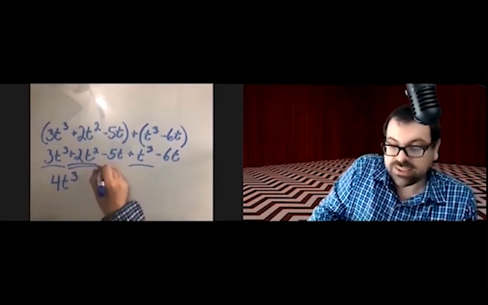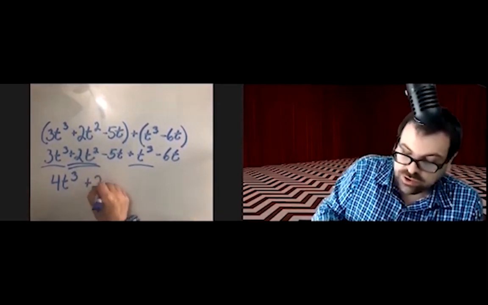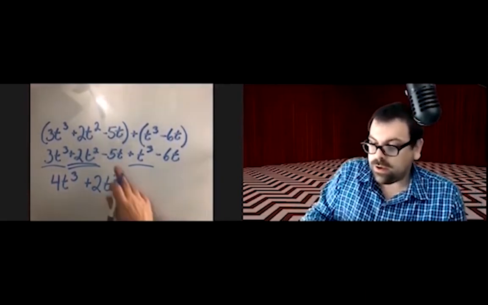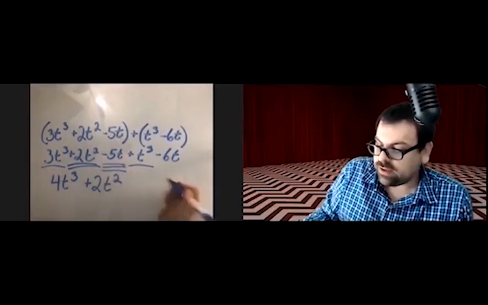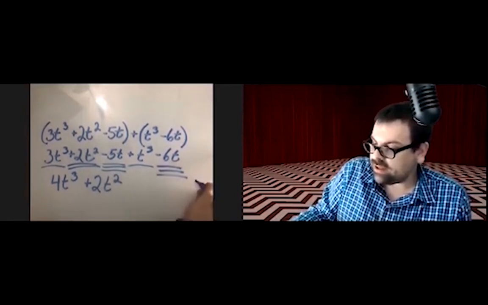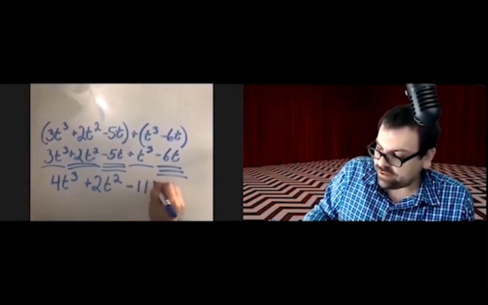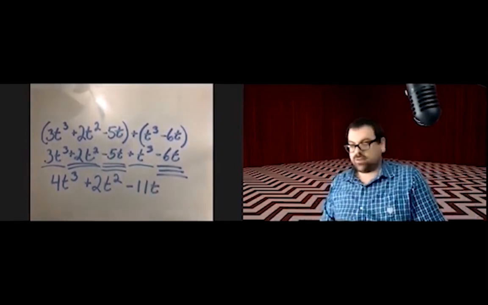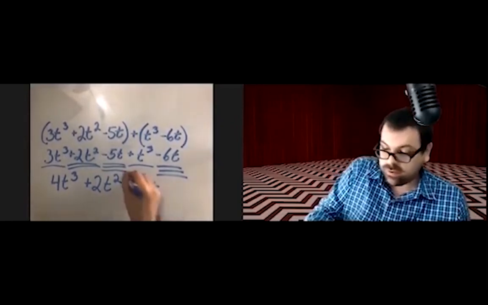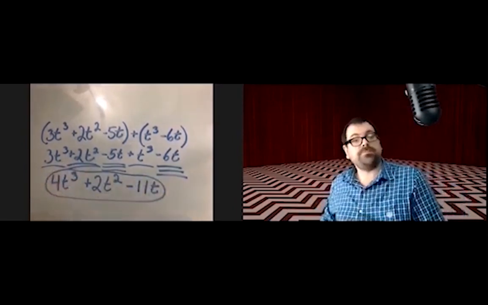Then plus 2t squared. Are there any more t squareds? No. So plus 2t squared. Minus 5t. Are there any more t's? Yeah, right here. Minus 6t. Negative 5 minus 6 more would be negative 11 t's. And I can't combine anymore. So that's my answer.